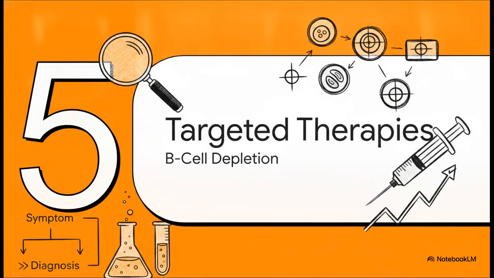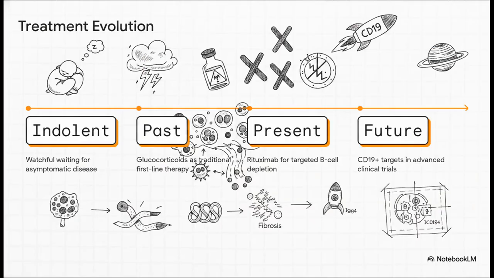Finally, part 5, targeted B-cell therapies. Obviously, getting the diagnosis right directly informs our management, and our approach to treating IgG4-related disease has evolved super fast. For asymptomatic, indolent cases like isolated lymphadenopathy, we might just stick to watchful waiting. Historically, glucocorticoids were the traditional first-line therapy, but as we know, they carry heavy systemic toxicity over time. So now we've moved to targeted B-cell depleting or modifying agents like rituximab.